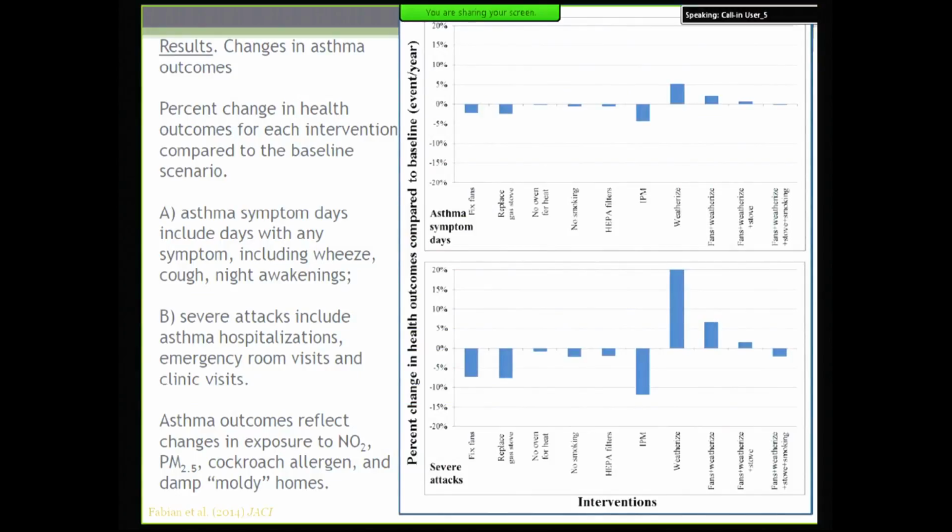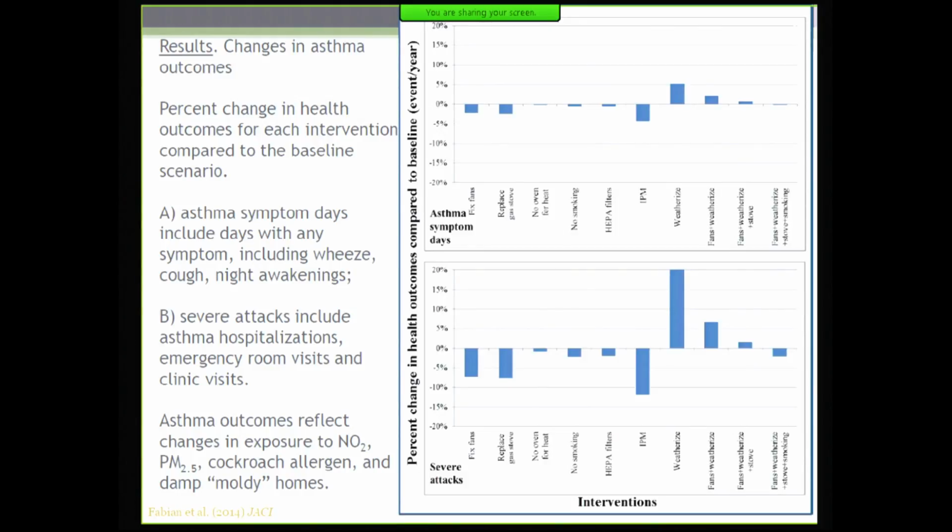And then this graph should look familiar, except instead of NO2, we have asthma symptom days and severe attacks. And again, we're looking at the percent change in health outcomes for each intervention compared to the baseline scenario. So now you can look at your health symptoms and say, if we fix the fans, it looks like there's a 2.5% decrease in asthma symptom days and maybe a 7.5% decrease in severe asthma attacks. You can go along all the interventions. If you weatherize, for example, you can see that there's an increase. Why? Because you're tightening up the building without doing anything to compensate to reduce indoor pollutants.